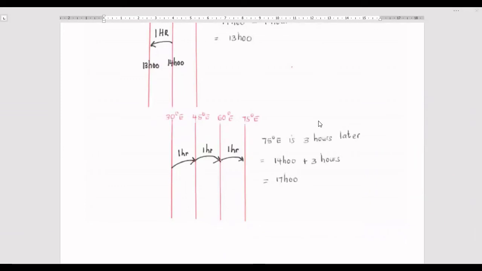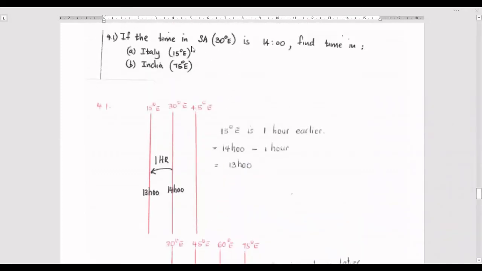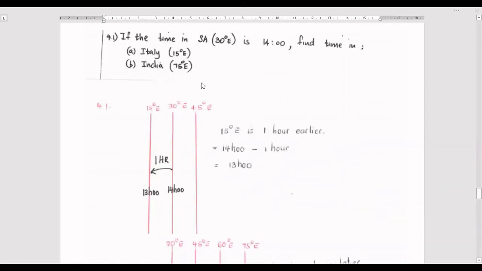Okay, but again, you have to draw these lines. Just one last comment. Look at the question. It says 30 degrees east, so that's my starting point. This line here is not required. I've just drawn the line to show you that I'm moving towards the eastern side. It has no impact on the calculation of time. So don't go and draw more lines. It can be confusing for some of us.